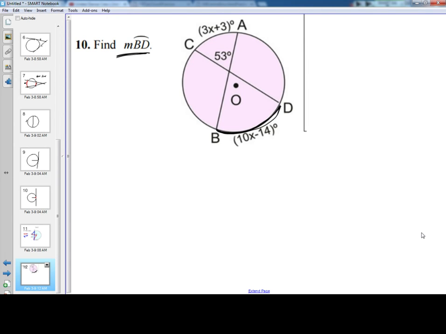Let's do this real quick. I know that I've got to add those two angles. So I have to take the top angle, which is 3x plus 3, and then I need to add it to the other angle, which is 10x minus 14. Divide that by 2, and I should get how much?